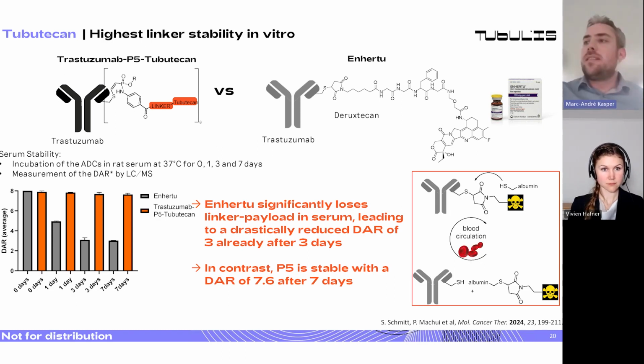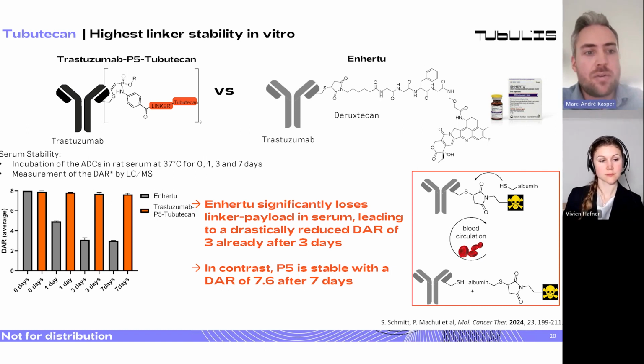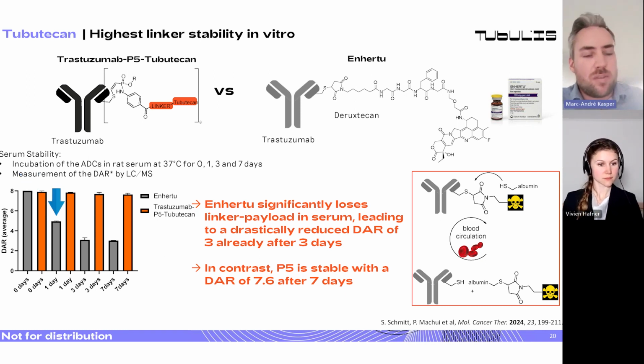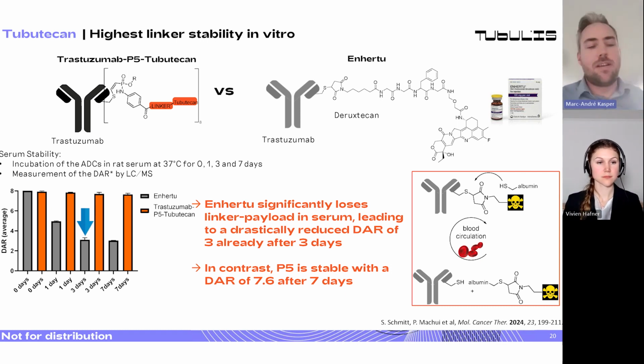Of course, we wanted to know, does it really hold true that our conjugation platform is that stable? If you remember my introduction, I showed you that approved ADCs such as Enhertu have this problem of instability, and this is what we can see here. We took Enhertu again from a pharmacy and incubated it in rat serum, and you can drastically see how it loses its payload. In the very beginning at day 0, it's 8 payloads per antibody. This is how it comes. And even after 1 day, this reduces almost by 50%. And after 3 days, there are only 3 molecules per antibody on average left.